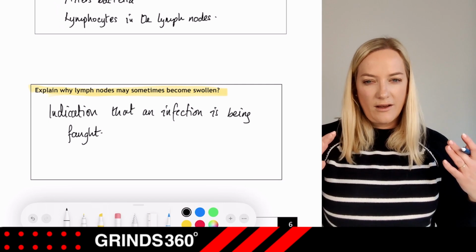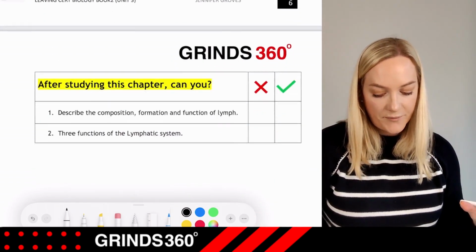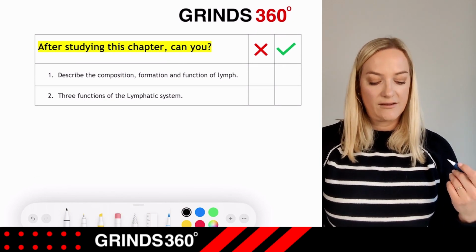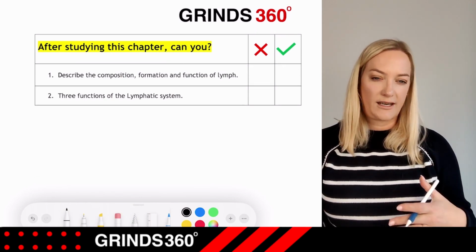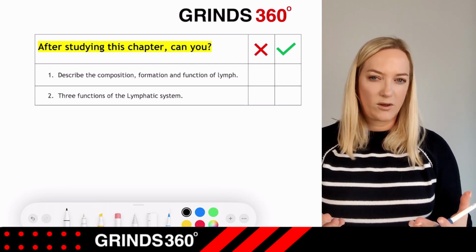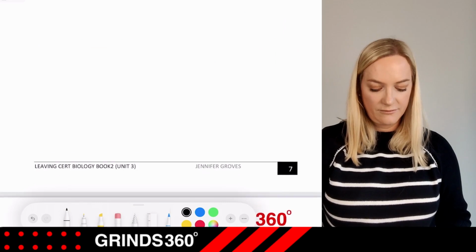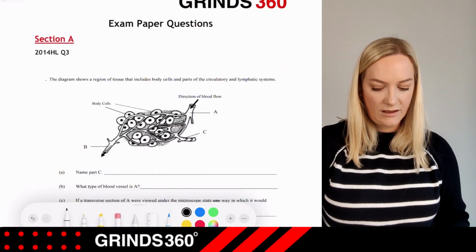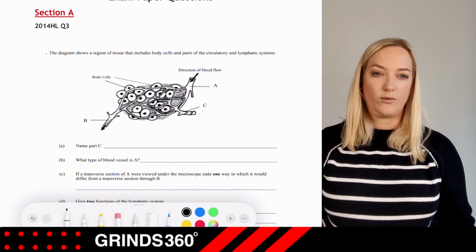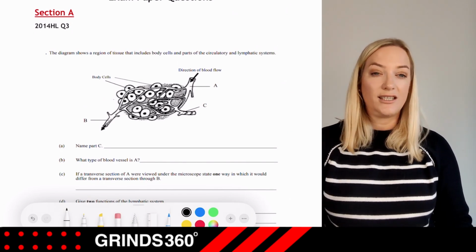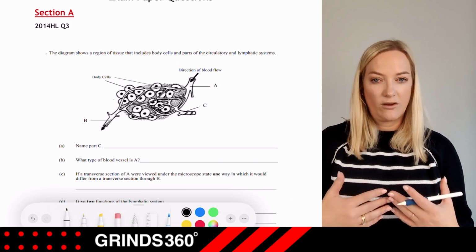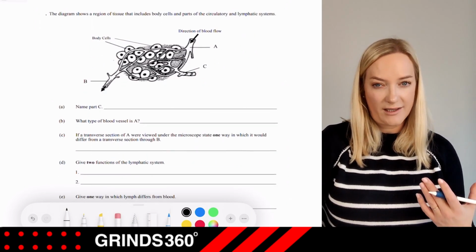Okay, so that's the lymphatic system. After studying this chapter, describe the composition, formation and function of lymph and 3 functions of the lymphatic system. What we're going to look at now is answering some past paper questions. The last time this appeared on the paper was in 2014, so now officially over 10 years ago. It appeared under a short question, but we're going to have a look at this.